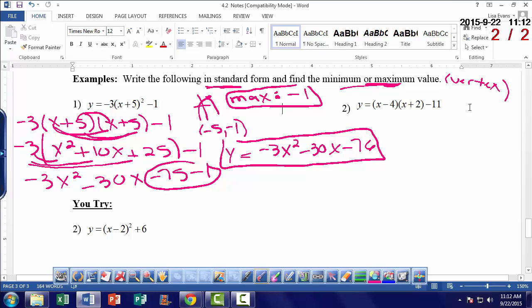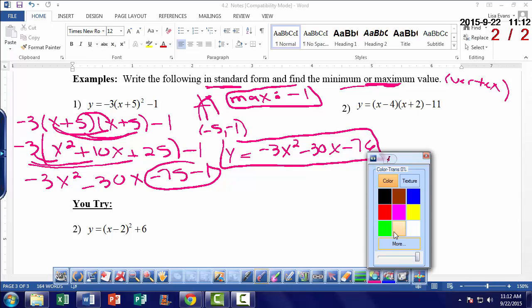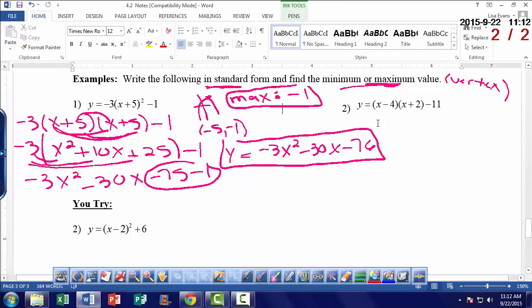Now number 2, I can't look at this and find my vertex. So I'm going to actually put it in standard form first. I'm going to switch ink color so you don't get mixed up with the problem on the left. All right, I'm going to FOIL this out first. So I get x squared. This is going to give me a 2x. This is going to give me a -4x. This is going to give me a -8. And then you have the -11. Don't forget about that. So now we're going to add up our like terms. X squared minus 2x minus 19.